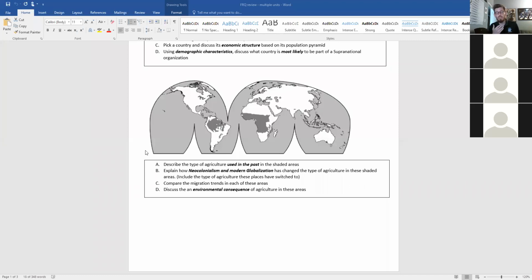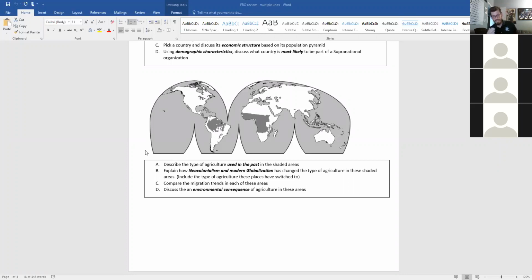The natural migration trend in the developing world is rural to urban. Remember, they're moving from these rural areas where they were practicing some type of plantation agriculture or some type of ranching, and they're moving to the urban coastal areas where they can make some money being part of this export-oriented trade still. And then finally, discuss an environmental consequence.